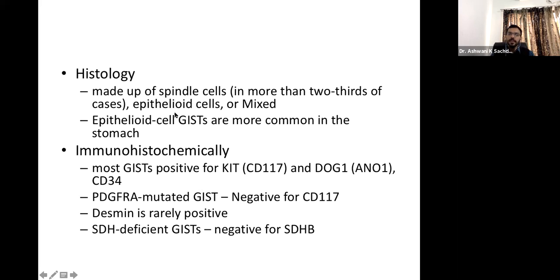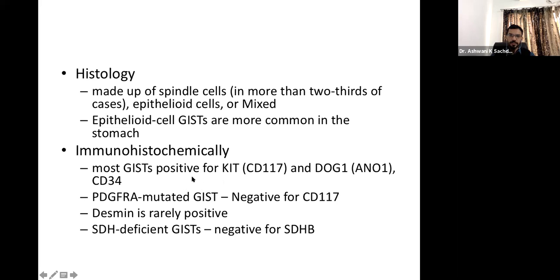So they are histologically made up of two types of cell. One is spindle cell, and another is epithelioid cells, and some are a mixture of both the cells. So spindle cell associated tumors are more common. They are present in about 2/3 of the cases, and epithelioid cell GISTs are more common in the stomach.